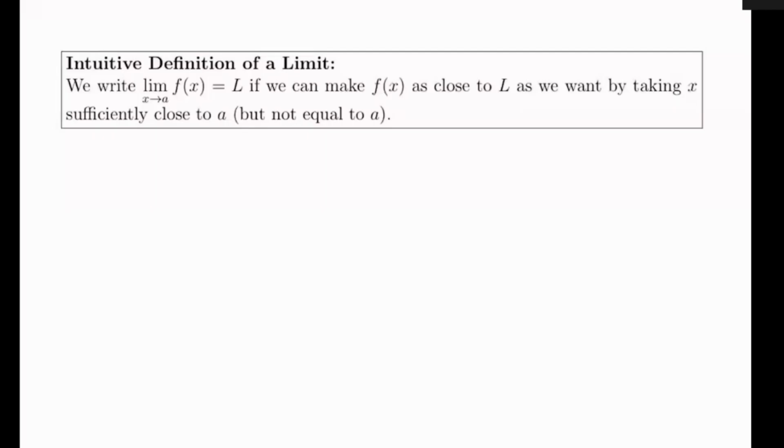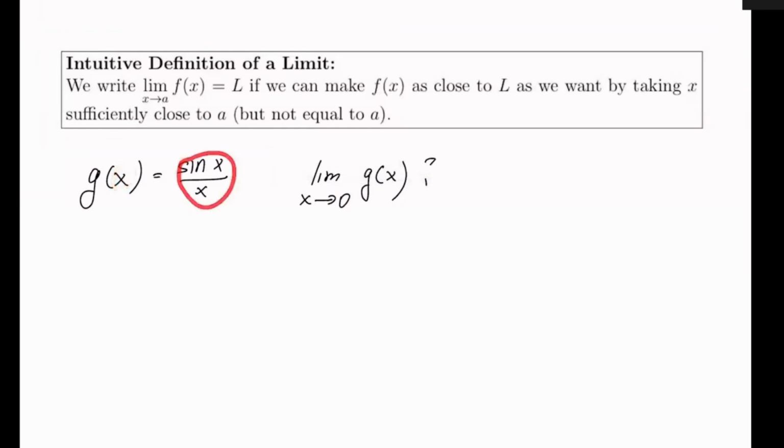So let's use a table to investigate a limit. Consider g of x equals sine of x over x. Let's find the limit as x approaches 0 of g of x. If we plug in 0 directly into the function, g of 0 is sine of 0 over 0, which makes it 0 over 0. This is undefined. But let's see what happens as we approach 0.